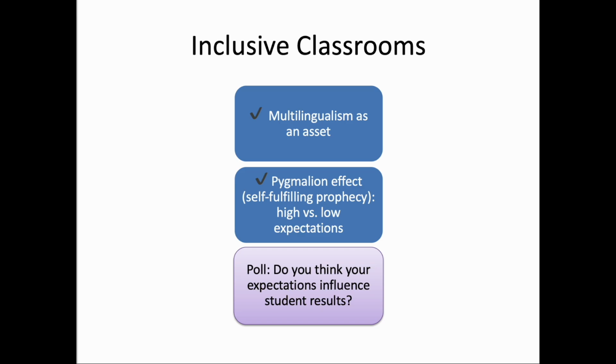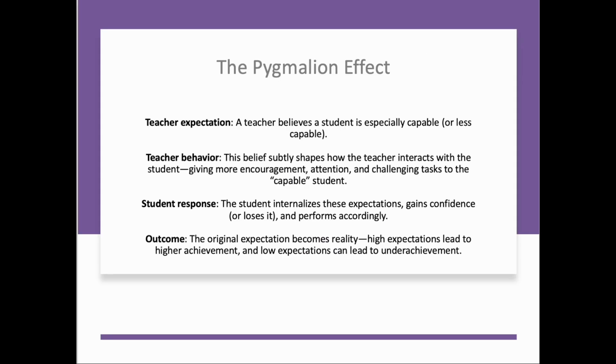Being aware of what's called the Pygmalion effect, and how this might play into teacher and student expectations. You might think of this as a self-fulfilling prophecy. So what is the Pygmalion effect? Well, if the teacher believes that a student is especially capable or less capable, then this teacher belief shapes how the teacher interacts with the students. So they might give more encouragement, more attention, more challenging tasks if they think the student is capable, or if it's the opposite, less encouragement, less attention, dumbing material down.